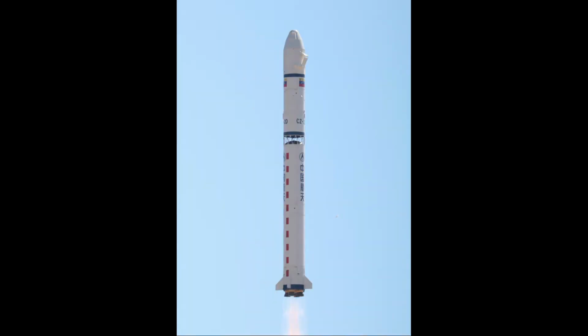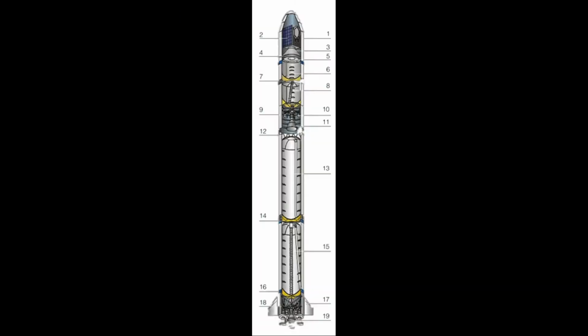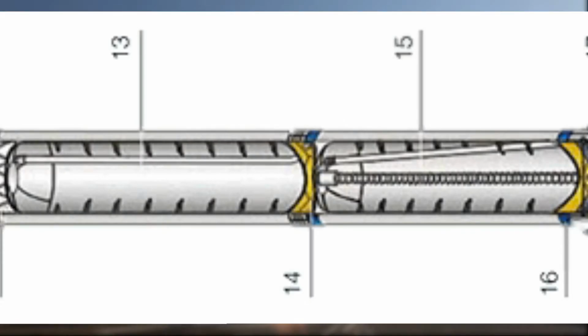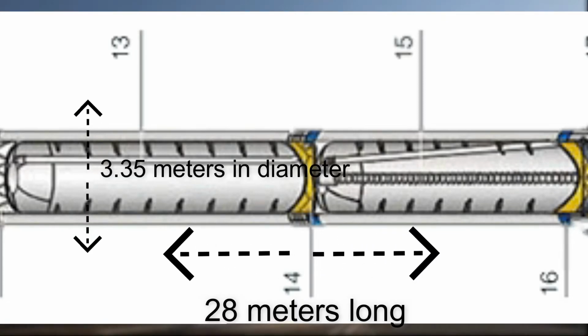The rocket we will be building in this video will be based off the Chinese Long March 2D rocket, since it is a fairly simple design. This rocket is a 2-stage to orbit launch vehicle that can bring 3.5 metric tons to orbit. First, we will build the lower stage. Make a cylindrical tank with metal 3.35 meters in diameter and 28 meters tall.